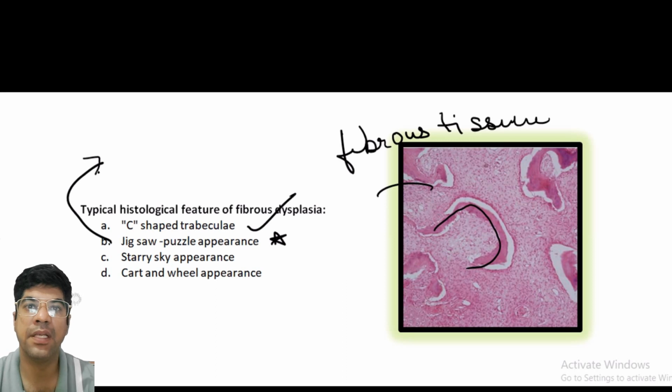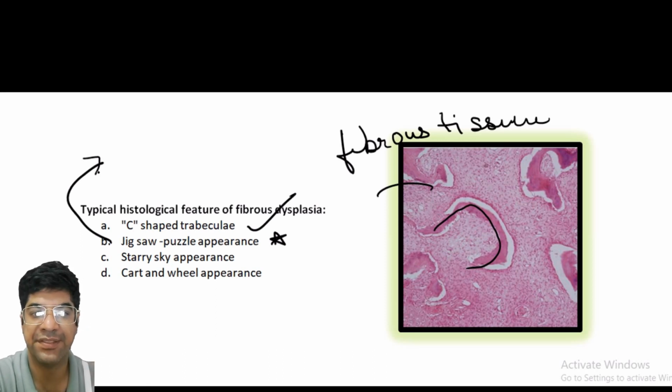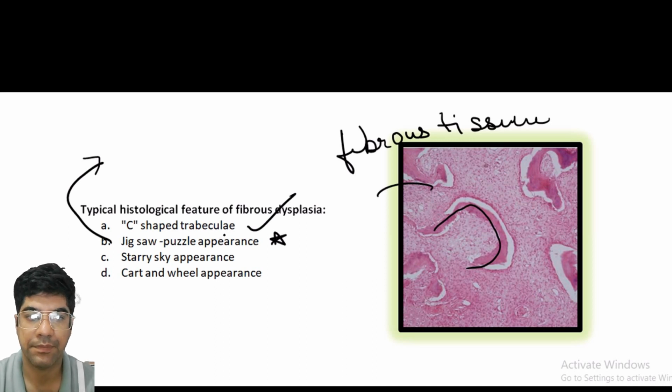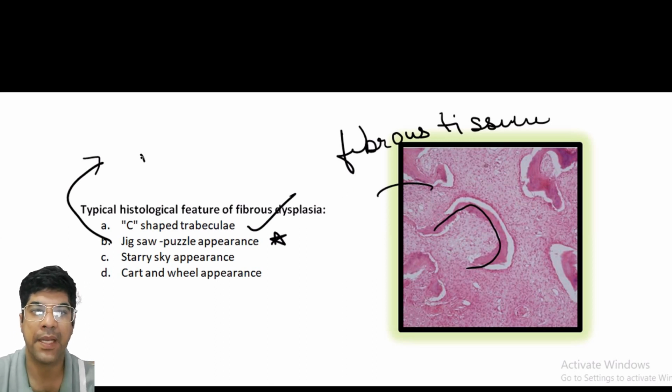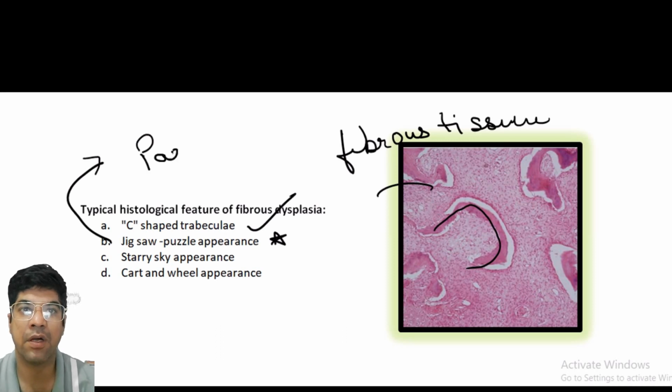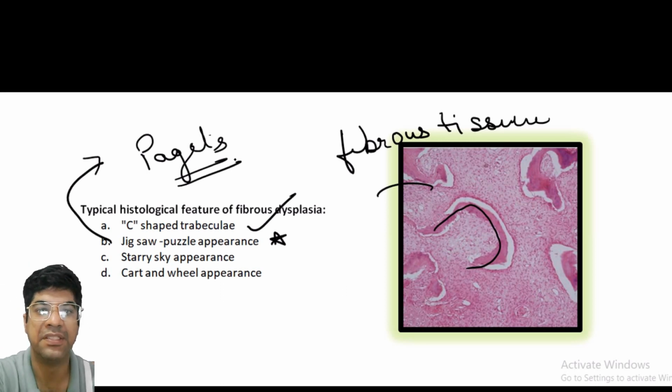The jigsaw puzzle appearance, remember, is seen in Paget's disease. In Paget disease, there is a mosaic or jigsaw puzzle pattern due to the disorganized arrangement of the bone tissue that gives a jigsaw puzzle.